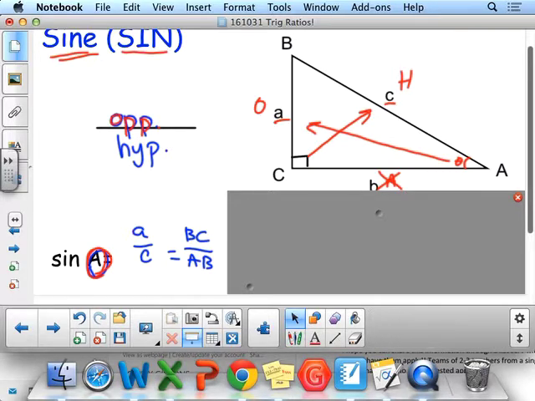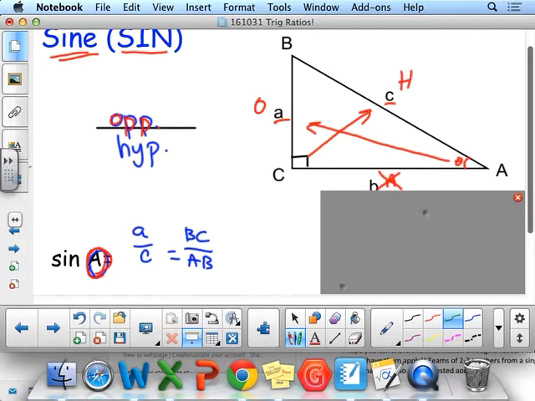So let's look at the next example. I wrote this in a different color for a specific reason. What if I was looking from sine of B? Is this going to be the same thing?